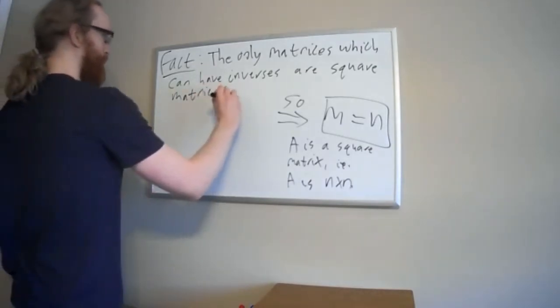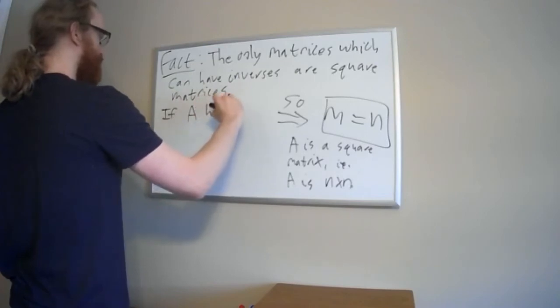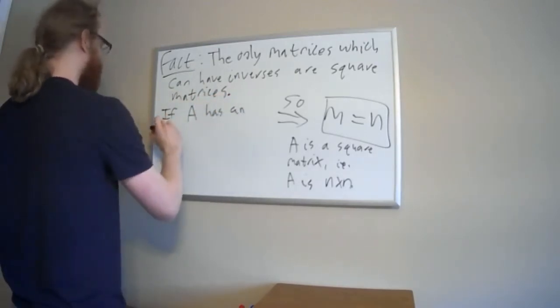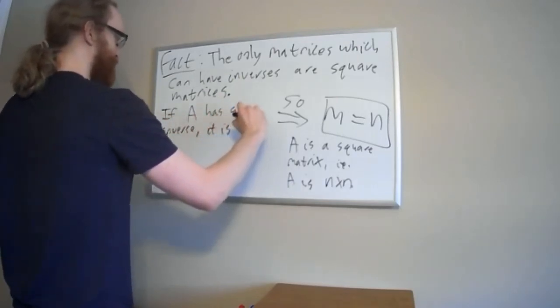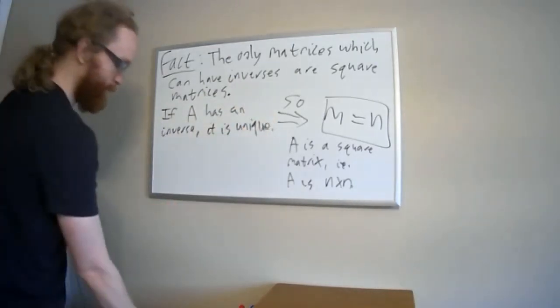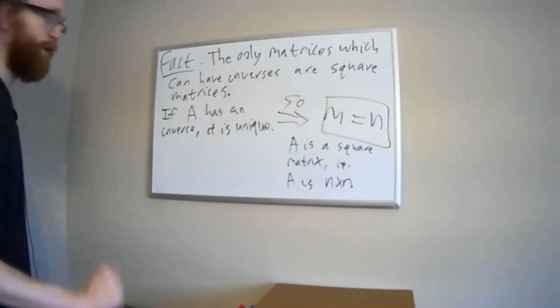Okay. And one other fact is that if A has an inverse, it only has one. So maybe I'll say it is unique. So there's only one inverse of a matrix, is the point. If it has an inverse, it's only going to have one inverse. It won't have like 5 inverses. It'll just have one.